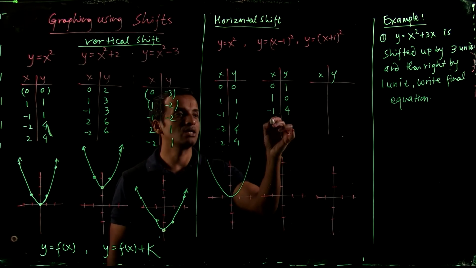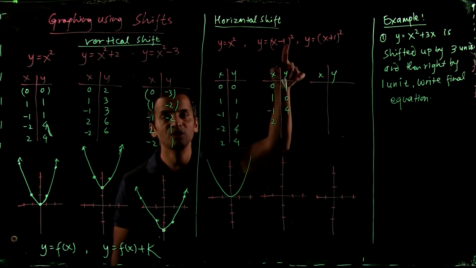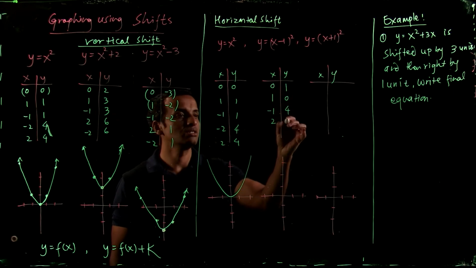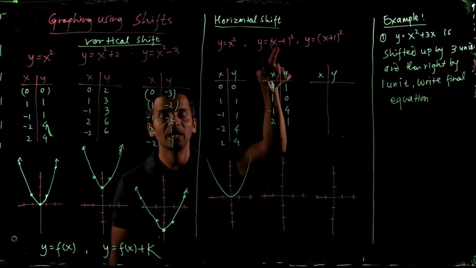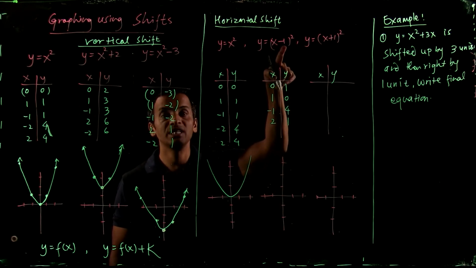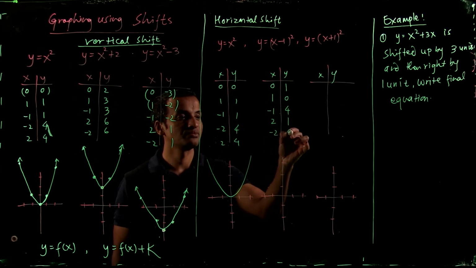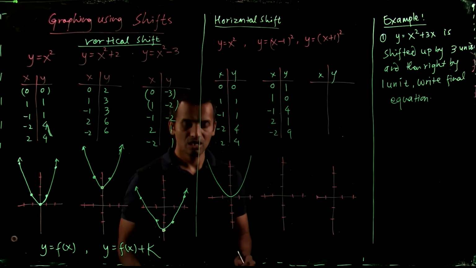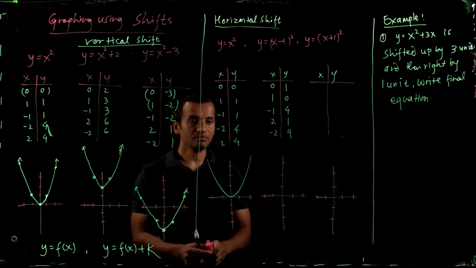Also, let's plug in 2 for x. 2 minus 1 is 1 squared is just 1. Let's plug in negative 2 for x. Negative 2 minus 1 is negative 3 squared is 9. It looks like that, right? Okay, let's draw the graph.